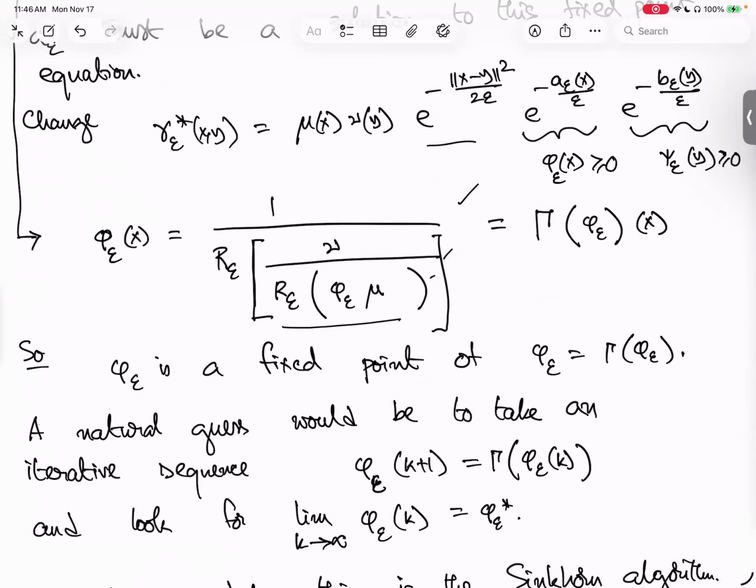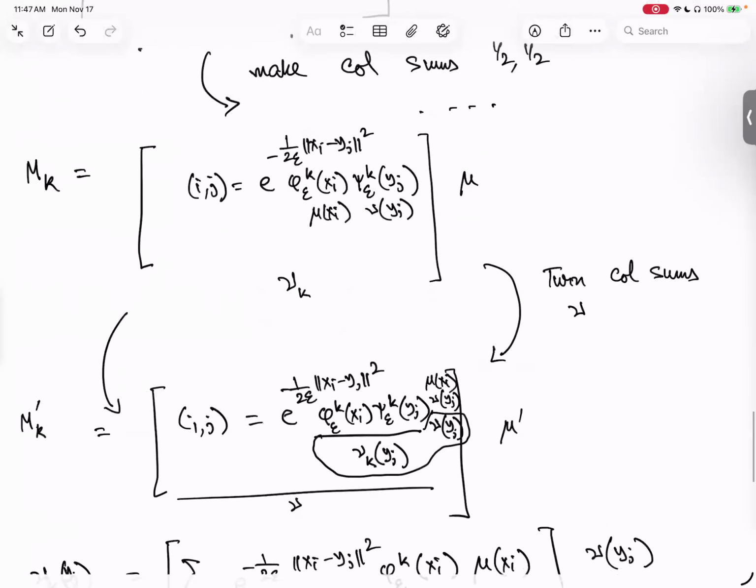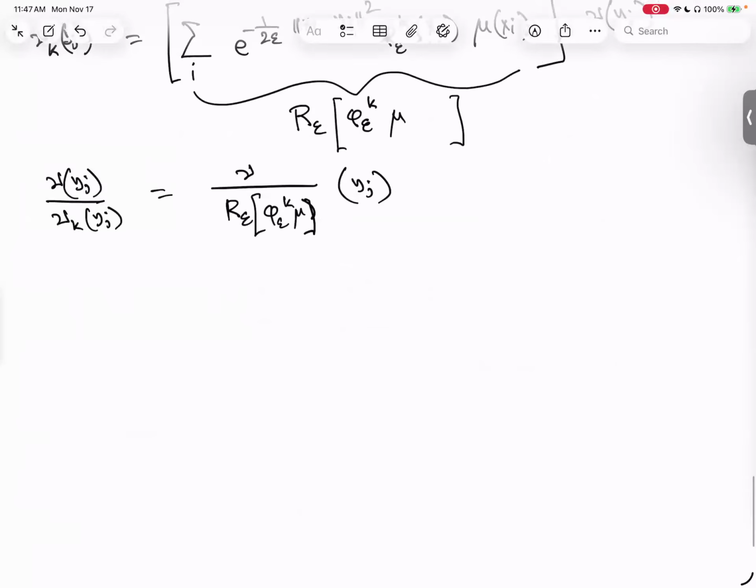And now the next time you do the iteration, where you make the row sum to be mu, you would do exactly the same thing. You take R epsilon of this term, and then you take 1 over this to get this mu. Make sense? Yeah. Okay, so that's why this is a discrete version of this operator.